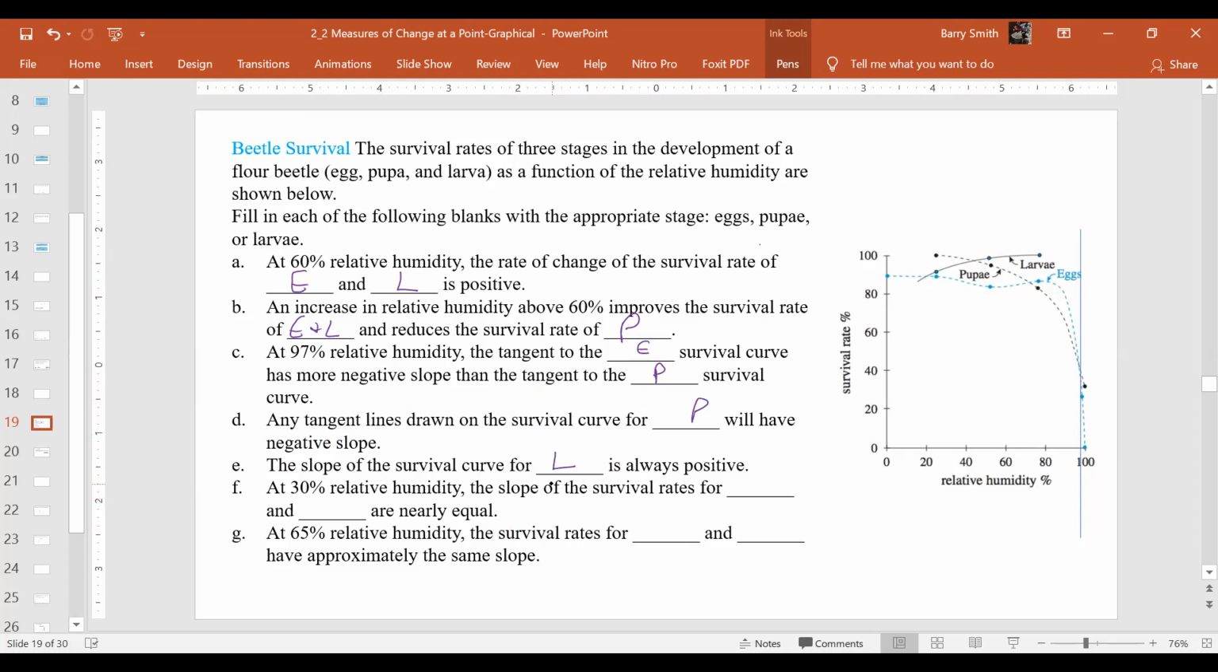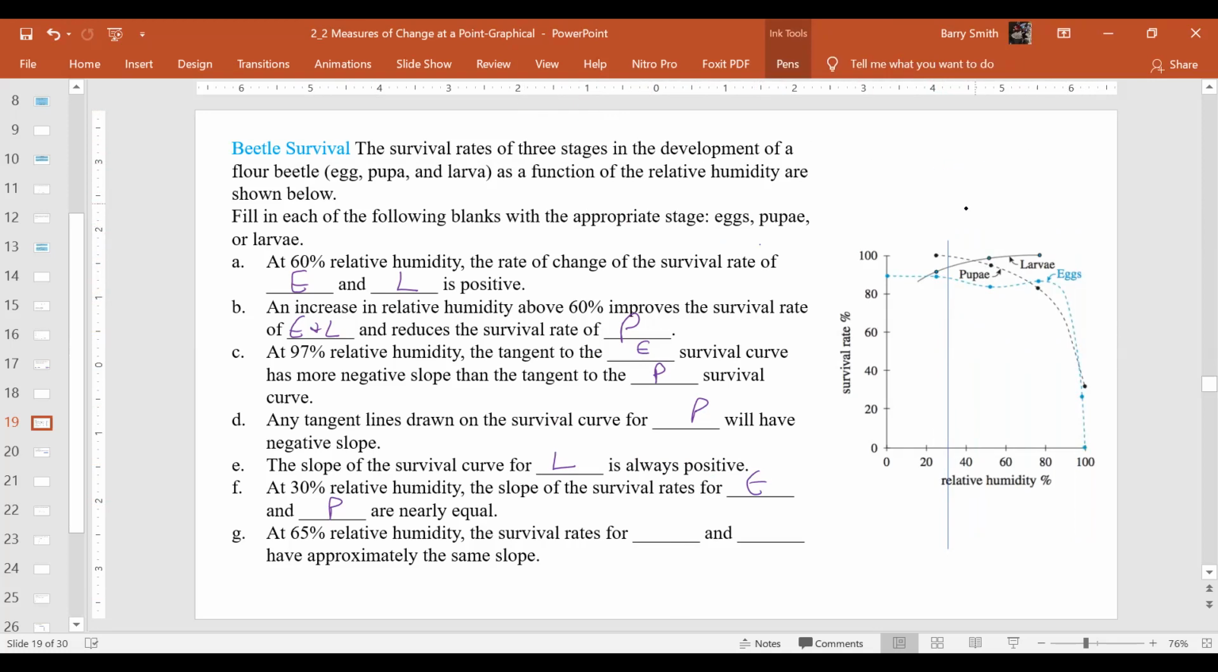Okay. Now we're going to 30%. So let's go up here and get rid of our pin. And we'll go over here and put this around 30%. So maybe about there. And the slopes of which two are nearly equal? Well, the only two that are going the same direction are the blue one and the black dotted one. So it's going to be eggs and pupae. Okay. And if you think about it, they're both kind of tangent here, so they look to be about the same.